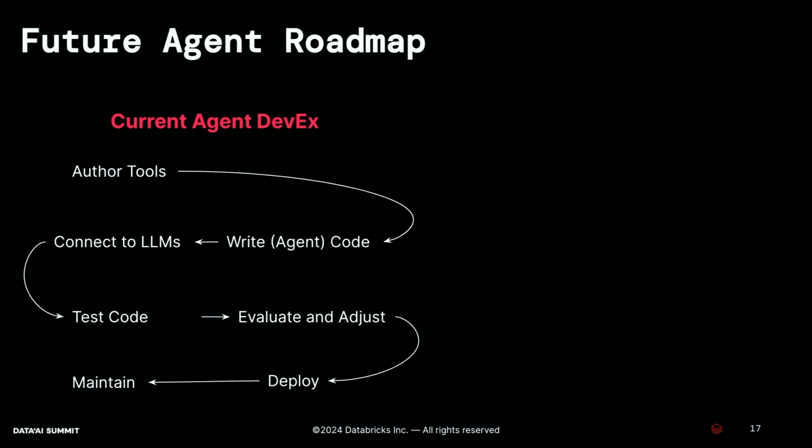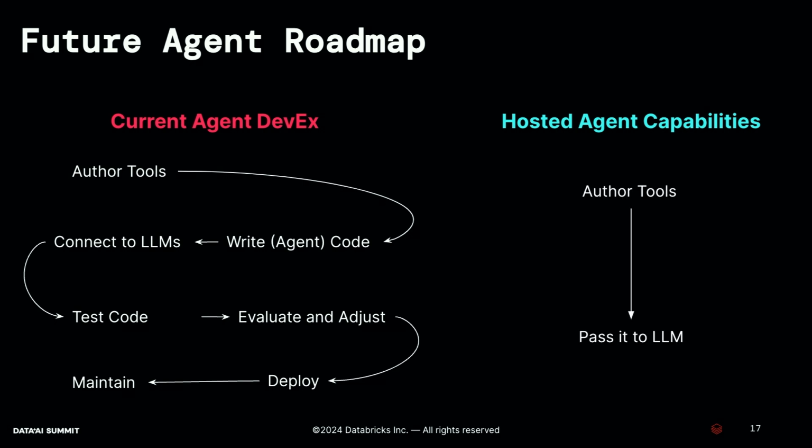And so we have been thinking about how we can simplify it even more. Internally we have been working on what we are right now just calling hosted agent capabilities. The workflow for hosted agent capabilities looks something like this. You author your tools, and that's it. You can just pass your tools to the LLM. No need to deploy your agent. No need to do anything like that. We'll handle all the infrastructure for you. And you saw a glimpse of it at the start of the demo. Let me show you a few more details around it.